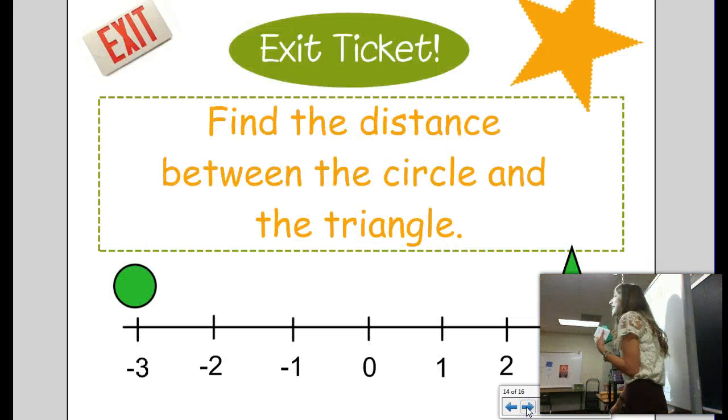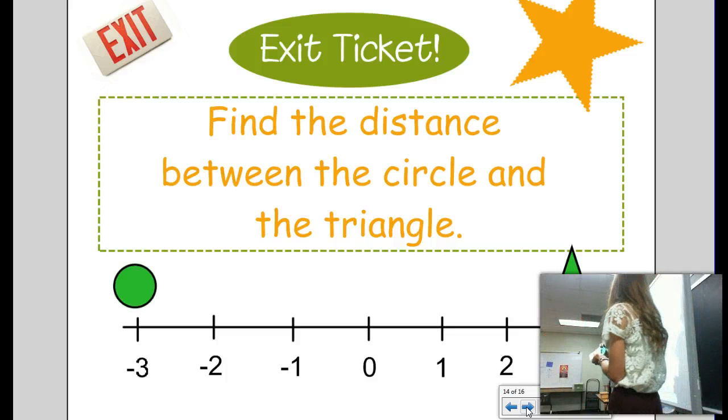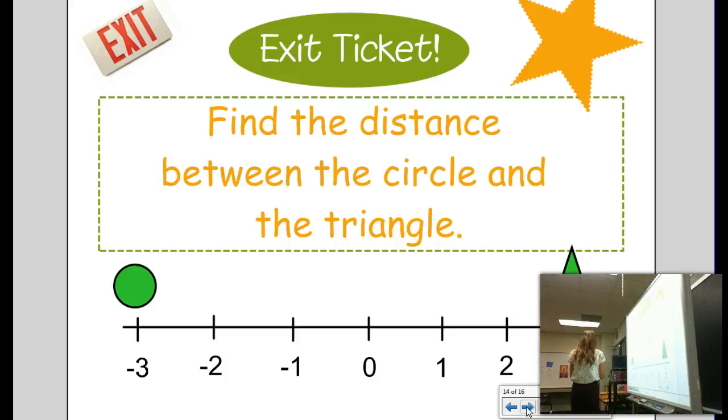Cool. Exit ticket. That means the lesson's over. Get your warm-up back out where it says exit ticket. If you can write the answer to that, then I will give you your assignment for today.